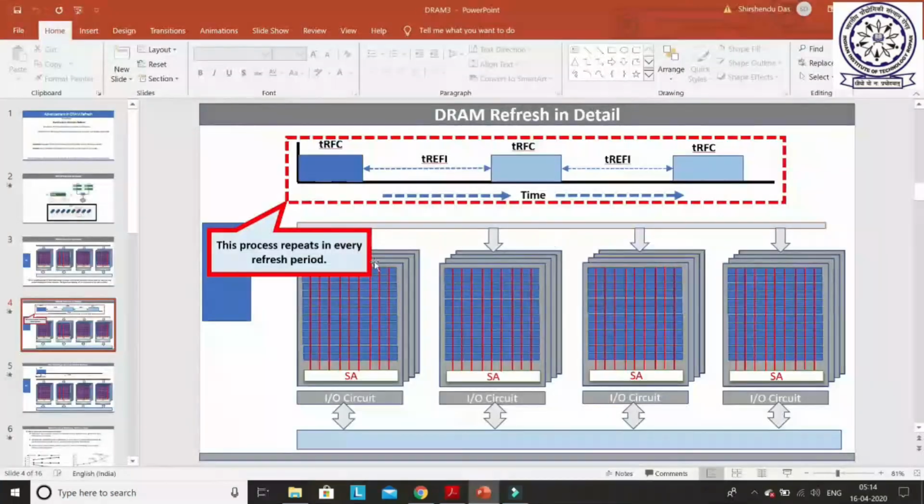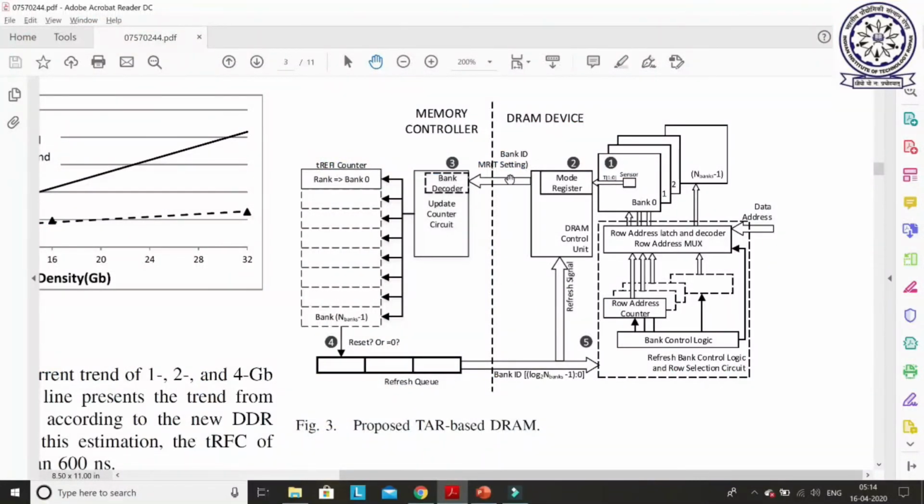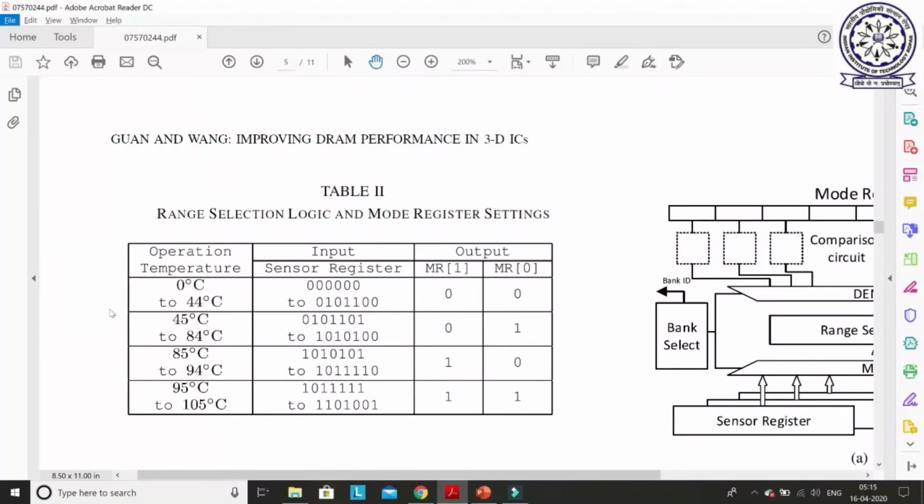But in this paper, they separated the temperature into four different ranges. This is their range: 0 to 44 degrees, 45 degrees to 84 degrees, 85 degrees to 94 degrees, and 95 degrees to 105 degrees. So this is their four ranges. A bank can be in any of these temperature ranges. Since there are four different temperature ranges, to uniquely represent them we need two bits. So this range may be 00, this may be 01, this is 10, and this range can be represented as 11.